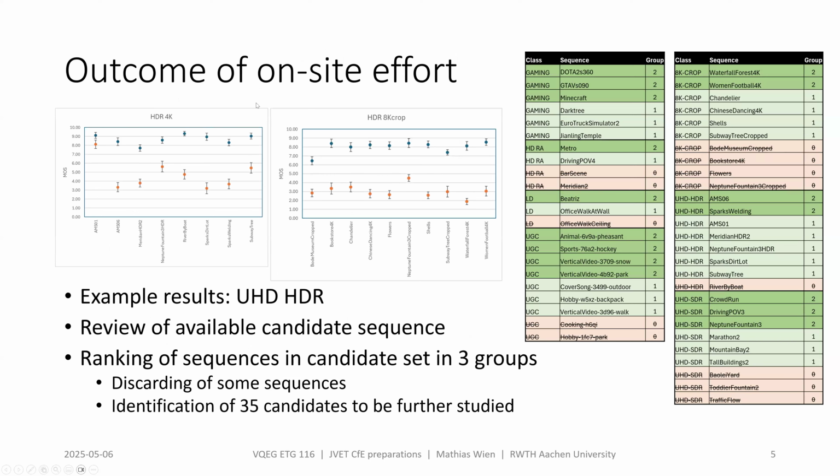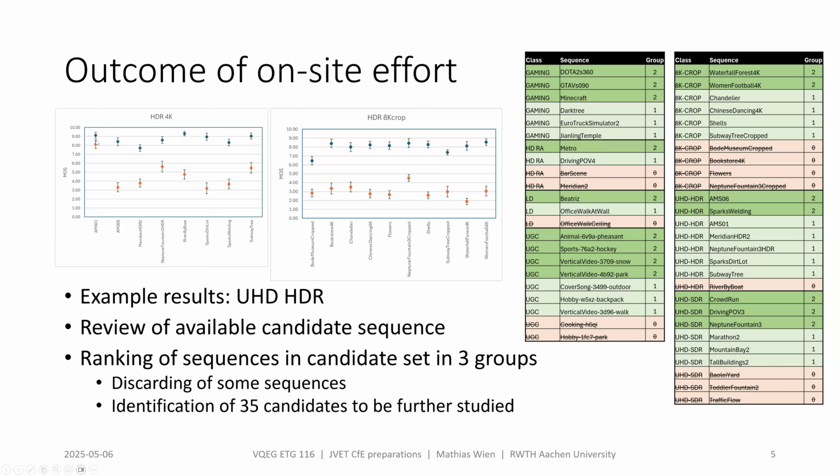So the idea was that we would like to identify which sequences would be suitable for the task, and at the same time how suitable the points were that were proposed. And you see here 2 examples for 4K, so UHD, HDR content, and the 8K crop, which is also something that we did not so far consider for preparation.